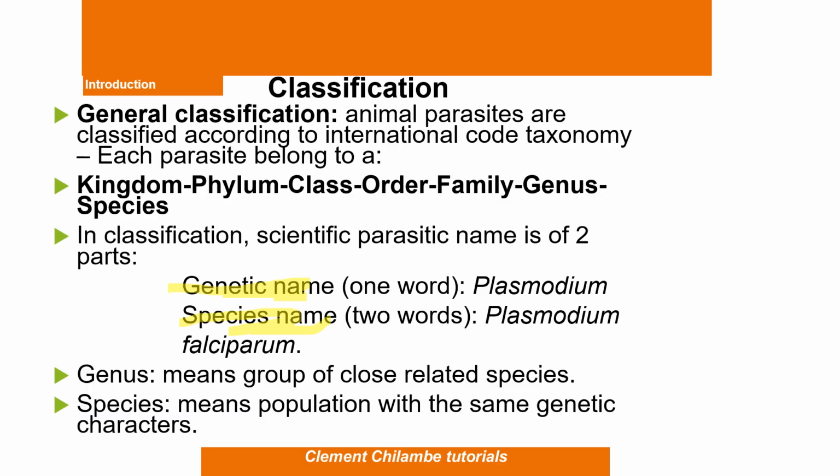When we talk about the genus, it means a group of closely related species. And when we talk of species, we mean a population with the same genetic characters. Basically, this is the introduction to medical parasitology, and this is what you need to know. You need to know the classification. We've discussed the genus and species right here.